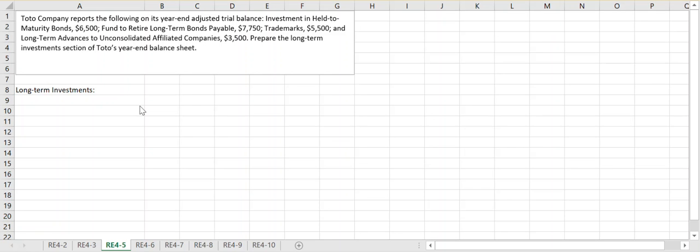In this example video, we're going to look at review exercise 4-5 and how we put together the long-term investment section of our balance sheet. So they tell us that the Toto company reports the following on its year-end adjusted trial balance.